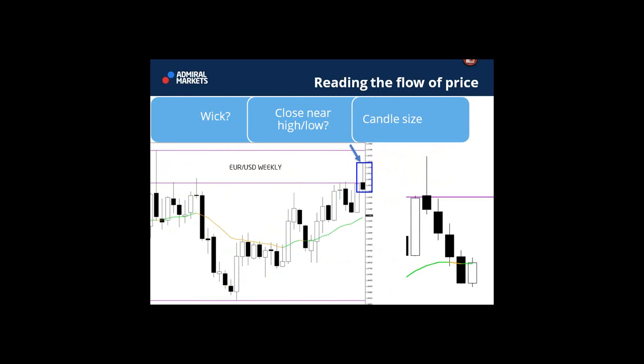So as you can see, in this example, the blue box here is something we discussed live a couple of weeks ago in this particular webinar. I think it was 4 weeks ago. And we were analyzing the euro dollar. And I was saying, this is a pin bar, and this has to see some bearish follow through because of the bearish reversal candlestick pattern that you can read into this. We have, if we zoom in, a close near the low, we have a big wick, and it's a pretty sizable candle.